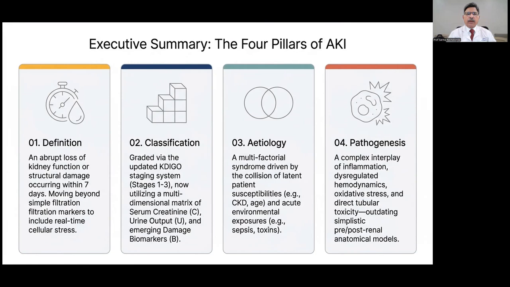Classification: graded via the updated KDIGO, Kidney Disease: Improving Global Outcomes, staging system, stage 1 to 3, now utilizing a multi-dimensional matrix of serum creatinine, urine output, and biomarker, CUB. When I say C, it is serum creatinine, U, urine output, B, biomarkers.